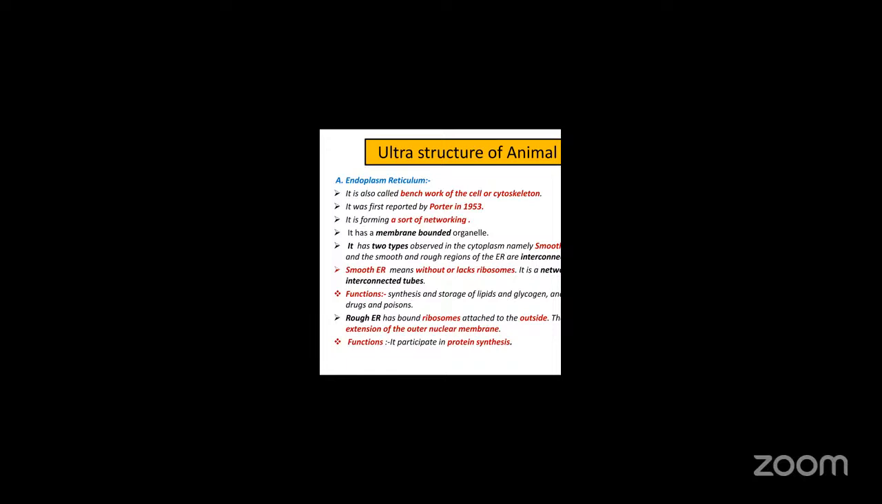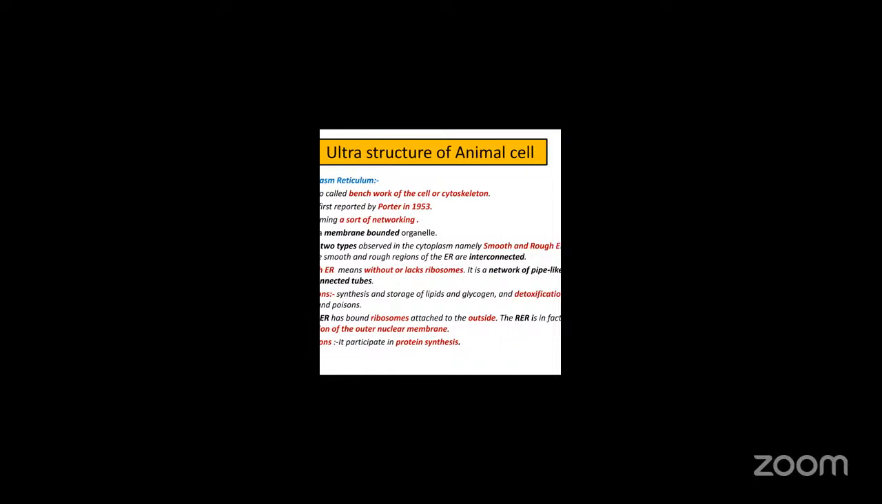It was first reported by Porter in the year 1953. Again, it also has a membrane-bound organelle. It has two types observed in the cytoplasm. I mean, two types of endoplasmic reticulum. One is called smooth, and the other one we call rough. A smooth endoplasmic reticulum does not contain any ribosomes, whereas rough endoplasmic reticulum actually has ribosomes.